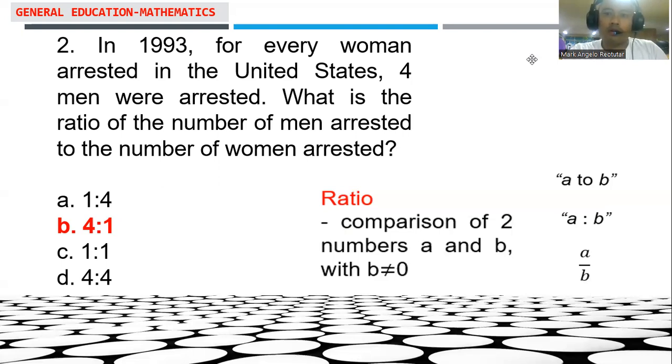So in that particular situation, it says every woman arrested equals 4 men. So what will be the ratio of men arrested to the number of women? Take note that one woman is to 4 men, but the problem is men is to women. So in that particular case, we know that there were 4 men and there is only one woman. So we can say that the ratio of the number of men arrested to the number of women arrested is equal to 4 is to 1. So the answer here is letter B.